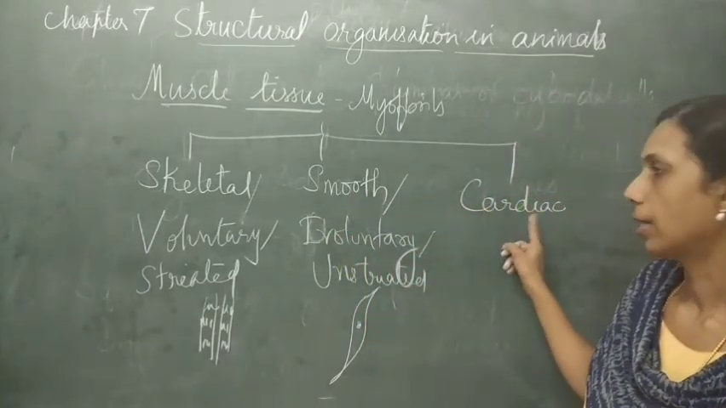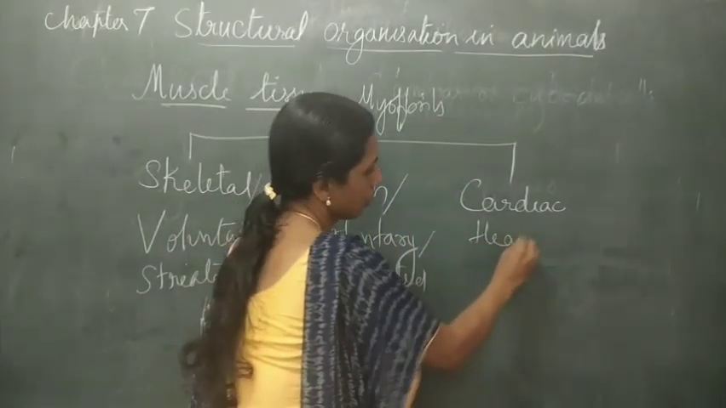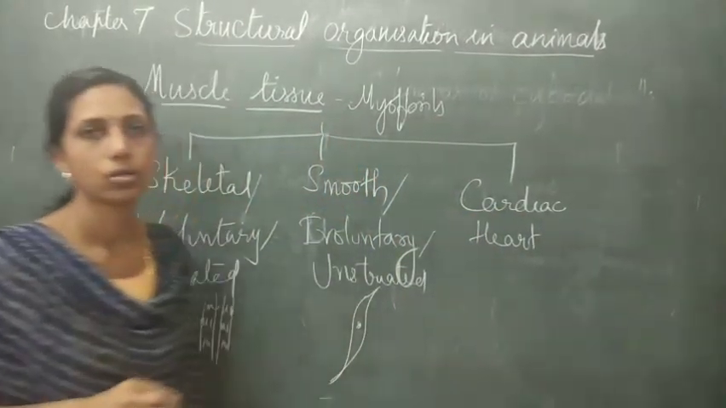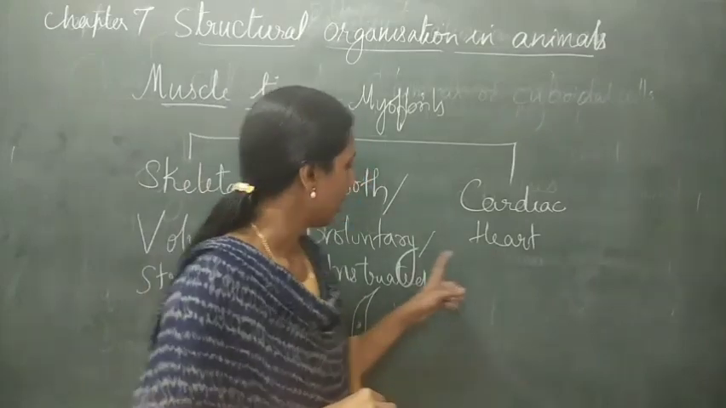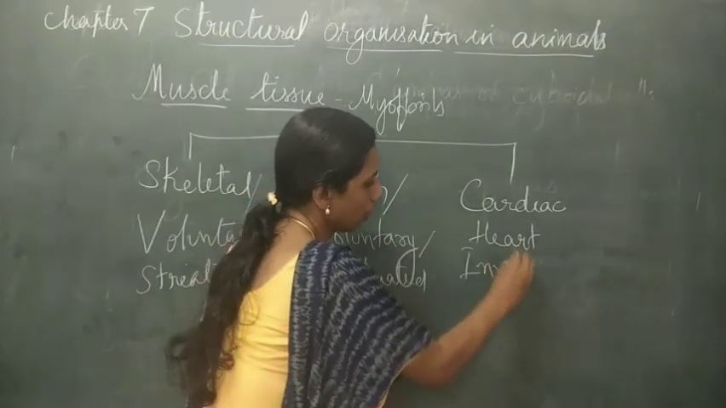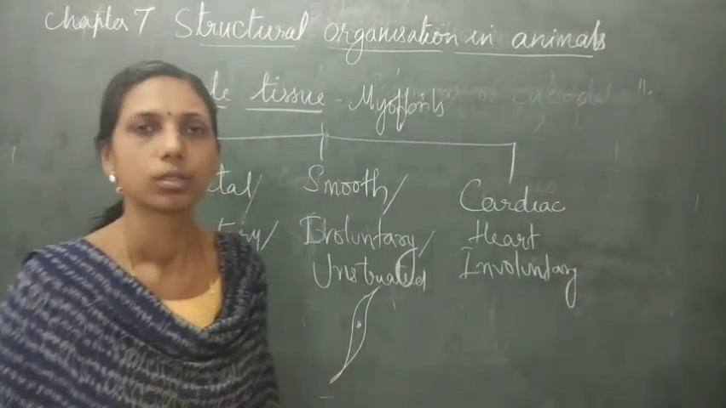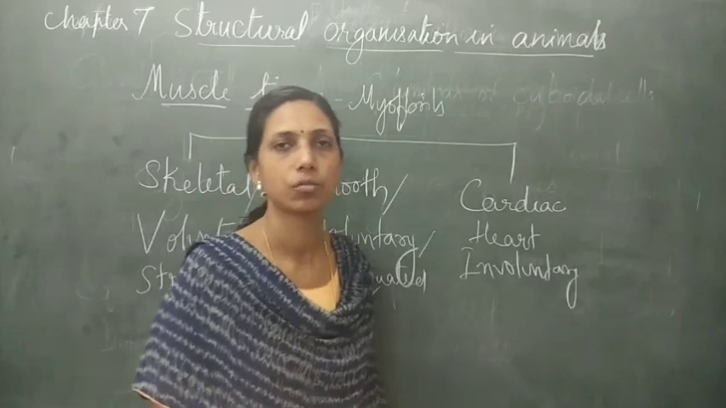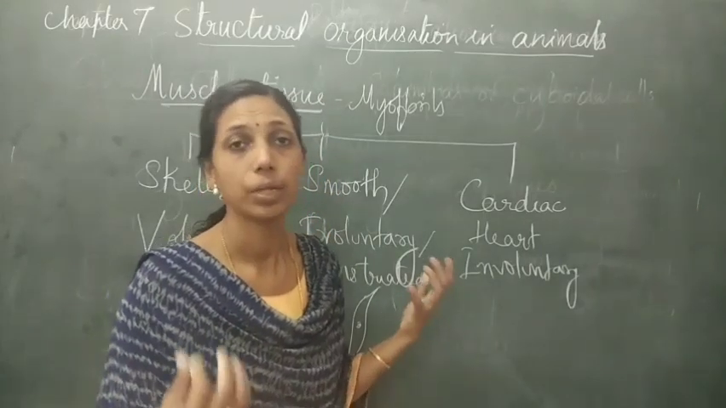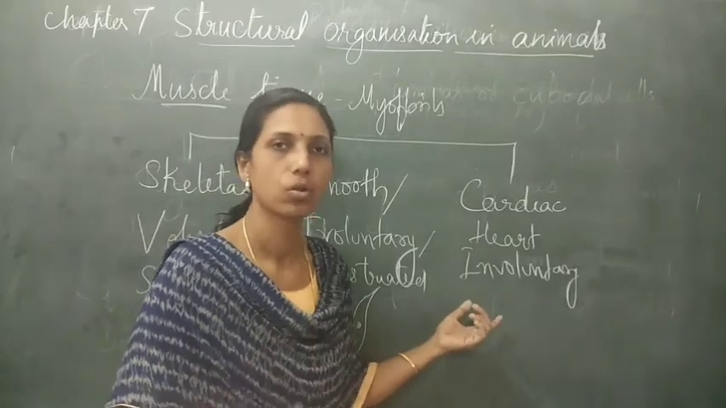The third one is called cardiac muscles. Cardiac muscles are the muscles present in the walls of the heart. They are also involuntary muscles. Because we know the heart, are we concerned about the beating of the heart? Rhythmic contraction and relaxation is going on in the case of the heart.